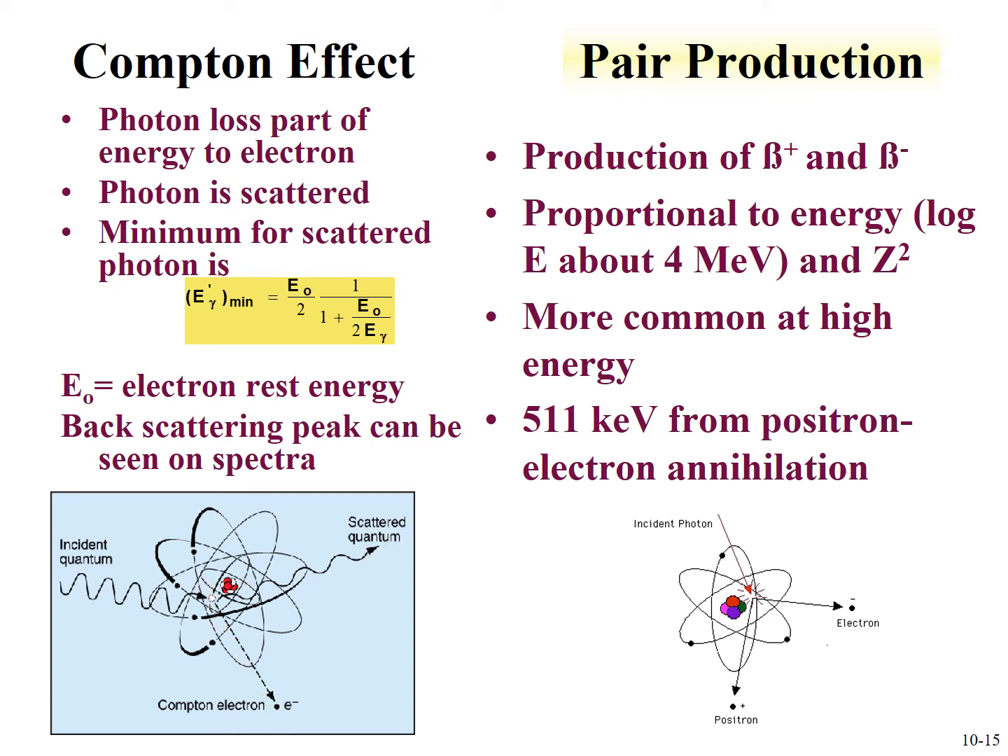A final reaction is pair production, where a photon comes in and it has enough energy to produce an electron and a positron. It's proportional to the energy and the square of the material in which the reaction is occurring. And obviously it's more common at high energy. You need at least a 1 MeV photon for this to occur, because you have to create both a positron and an electron. This obviously higher energy route is something that is less common with a photon that's produced through gamma decay.